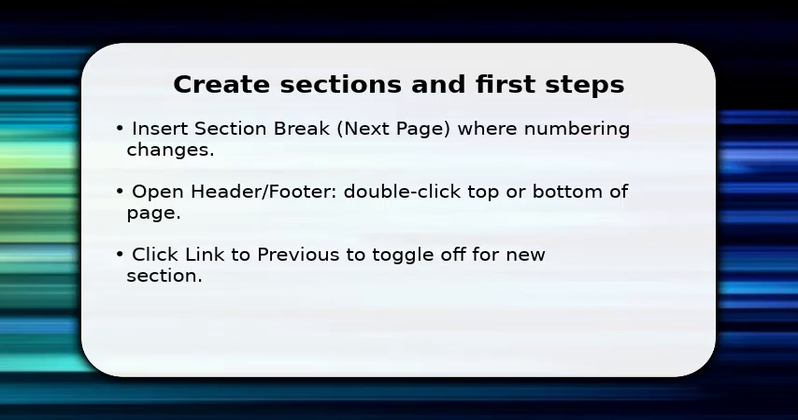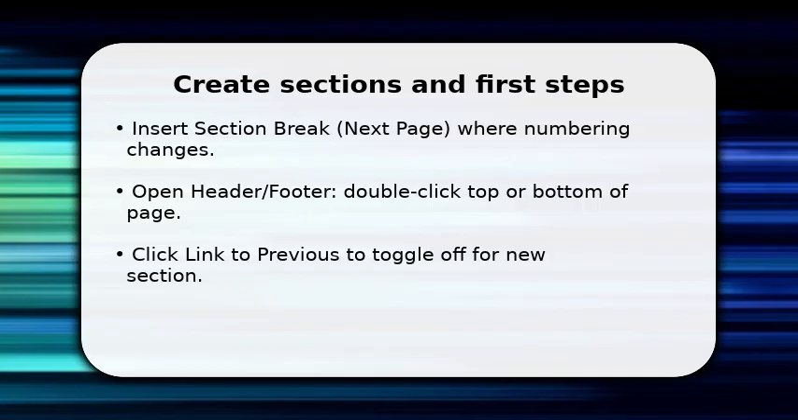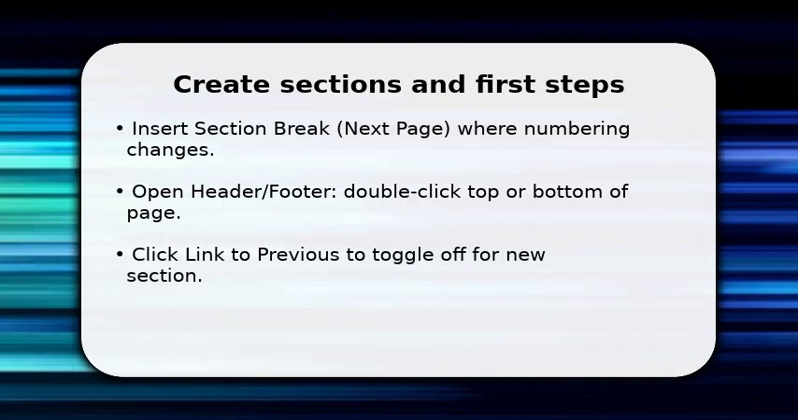You start by creating sections where numbering will differ. In Word, insert a section break, next page at the boundary. This isolates numbering. Once done, double-click the header or footer to open it, and make sure Link to Previous is turned off so the new section won't inherit numbering.